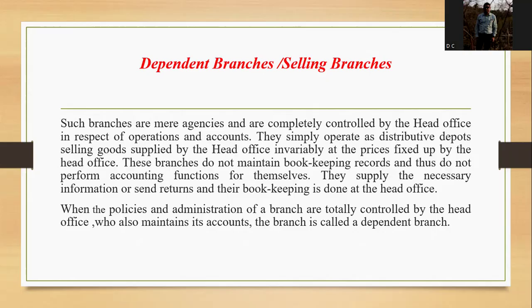They simply operate as a distributive depot, selling goods supplied by the head office, invariably at prices fixed by the head office. These dependent branches strictly depend on the head office because the head office will send the goods to these branches, and the branch is authorized to sell goods on the information supplied by the head office. Branch cannot do anything without the permission of head office.